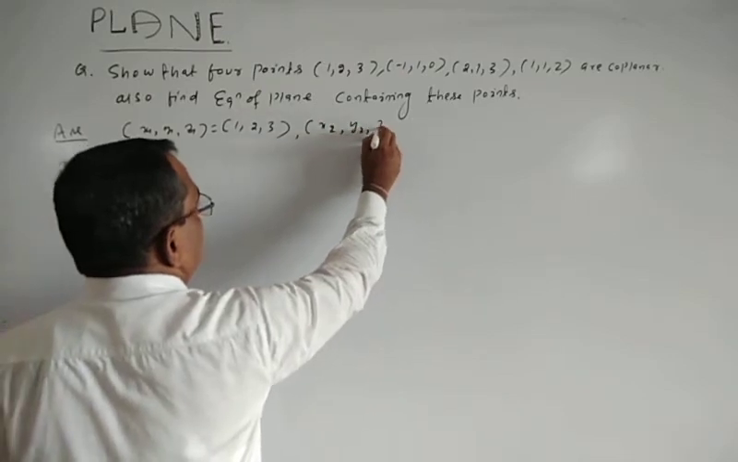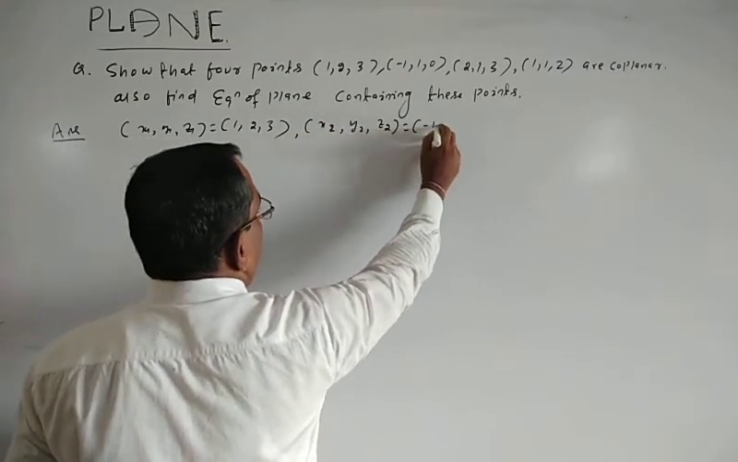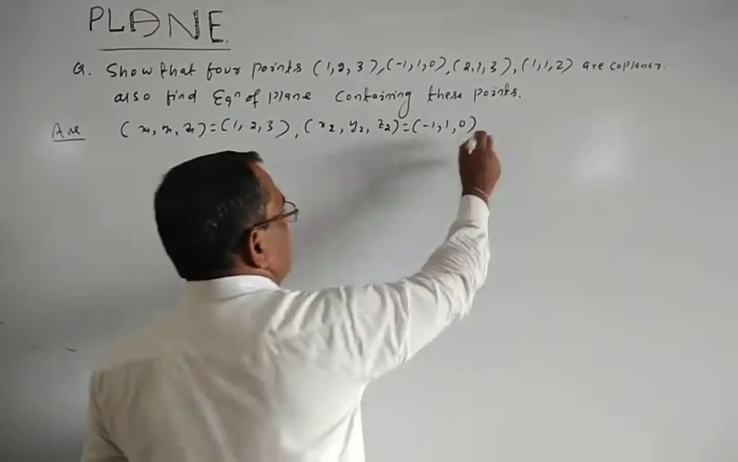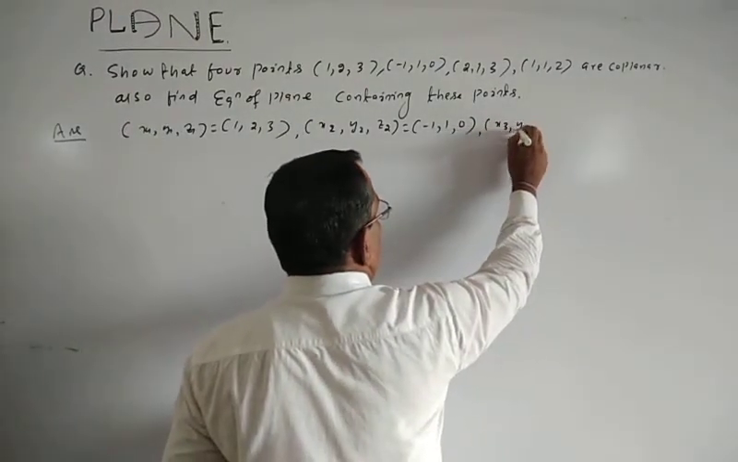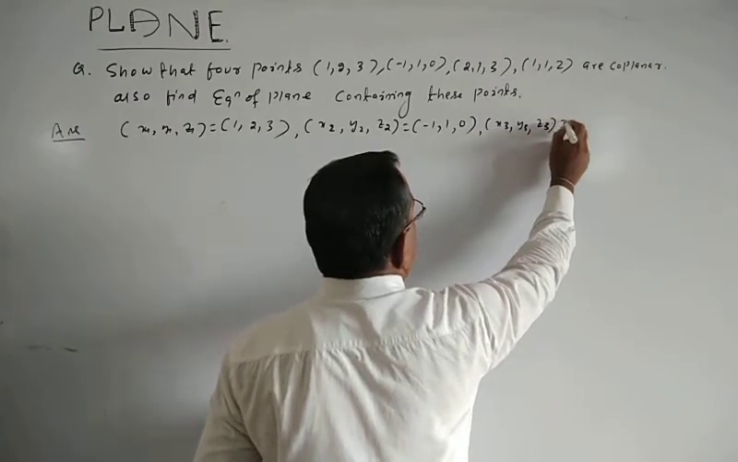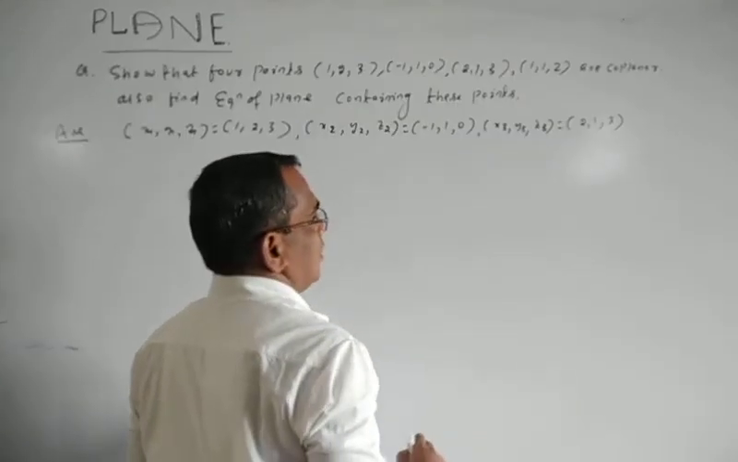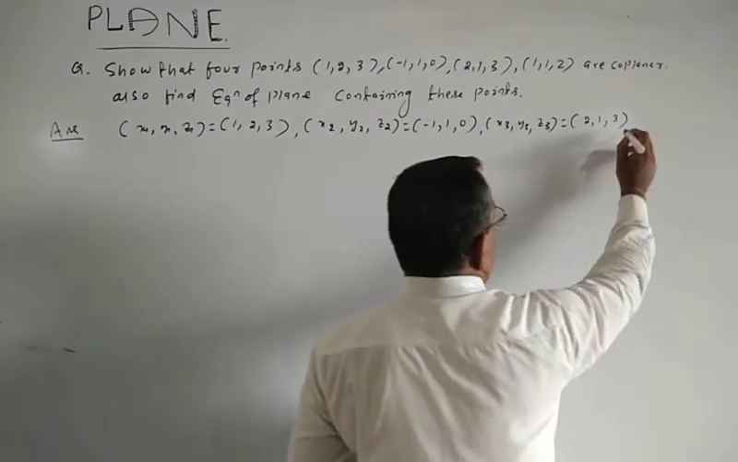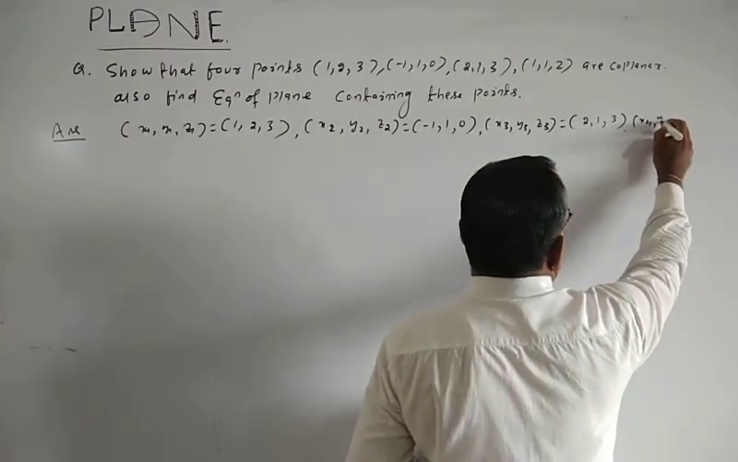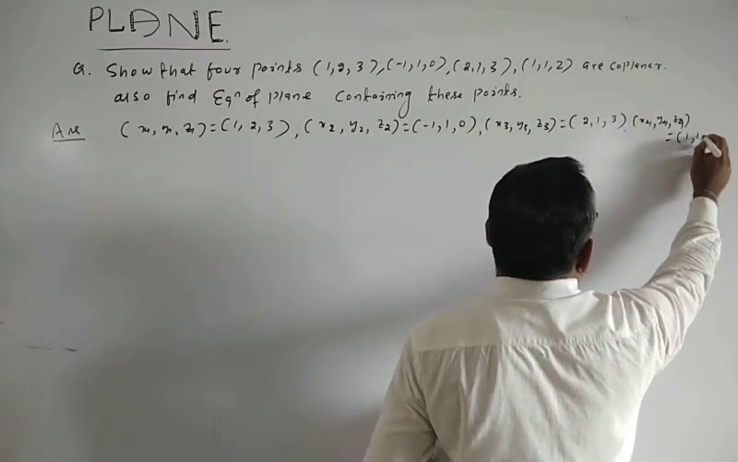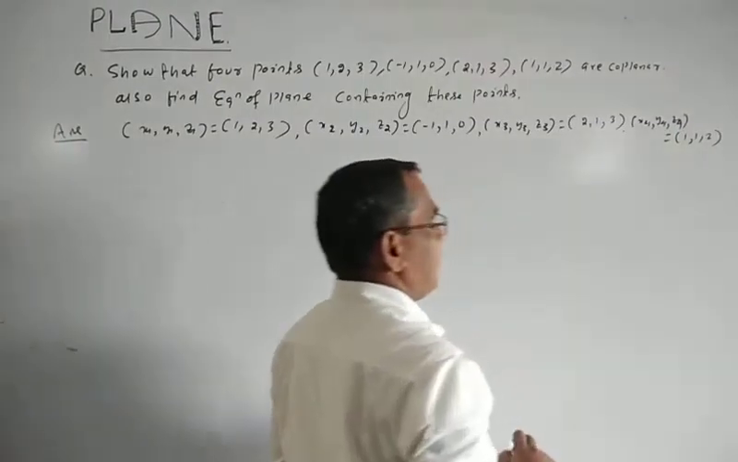x2, y2, z2 equal to -1, 1, 0. x3, y3, z3 is equal to 2, 1, 3, and x4, y4, z4 equal to 1, 1, 2. Okay, first to find the equation of the plane.